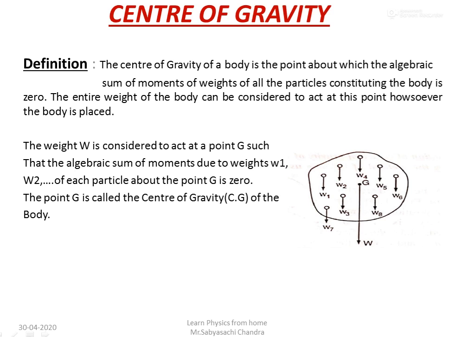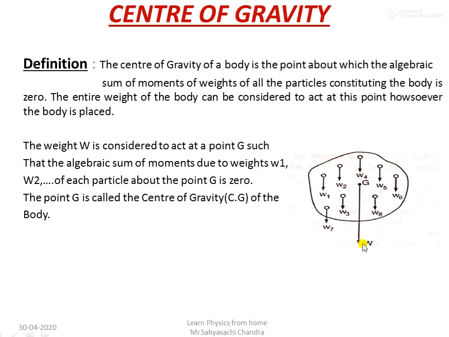You know that the gravitational force between two masses is always attractive. That is, the gravitational force is always attractive. The earth attracts every particle towards its center by the force of gravity on the particle, which is called the weight, and we know that the weight is denoted by W.